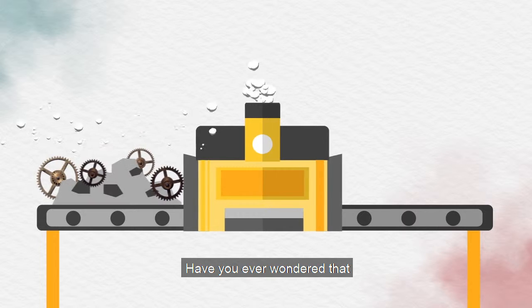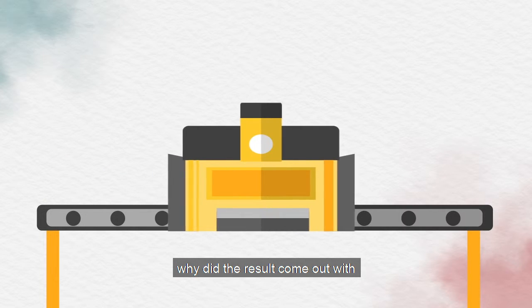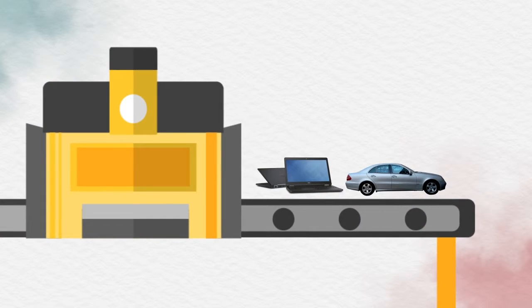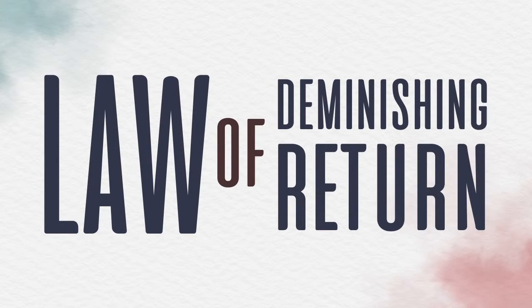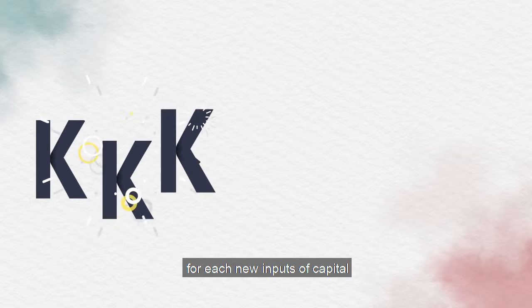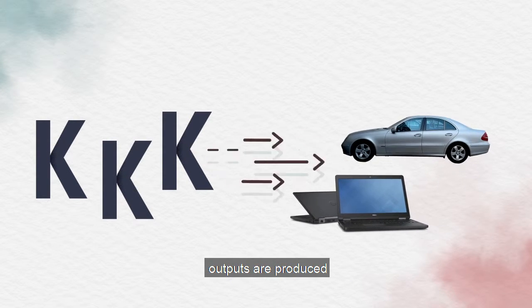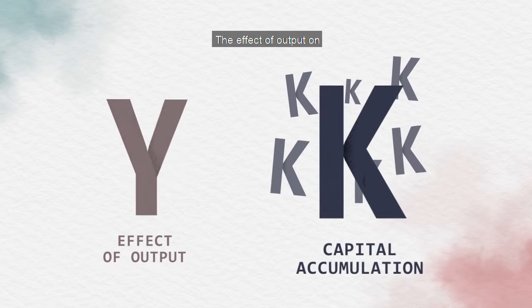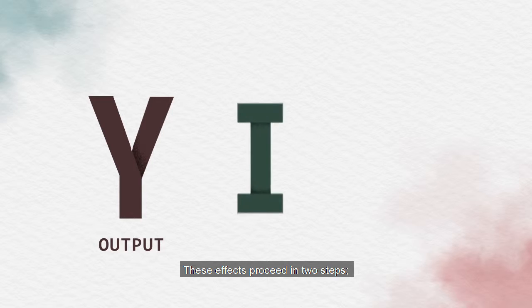Have you ever wondered why, when capital increases, the result is a smaller and smaller increase in output? Because of the law of diminishing returns, which states that for each new input of capital, less and less output is produced. In addition, we focus on the effect of output on capital accumulation. This effect proceeds in two steps.